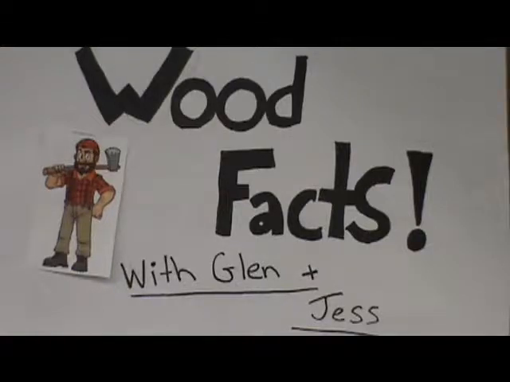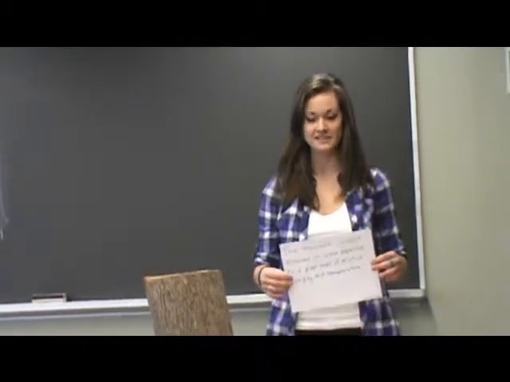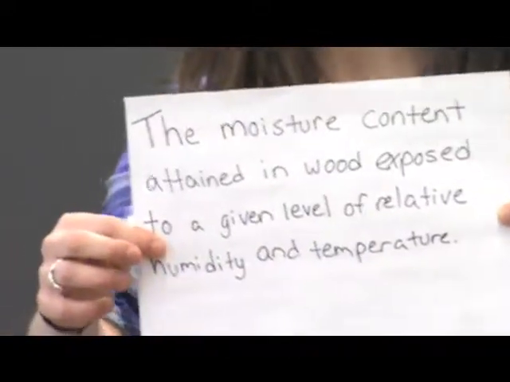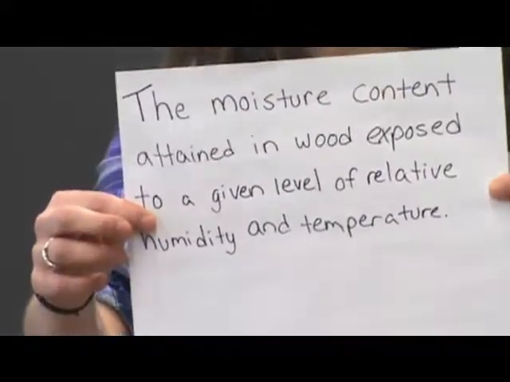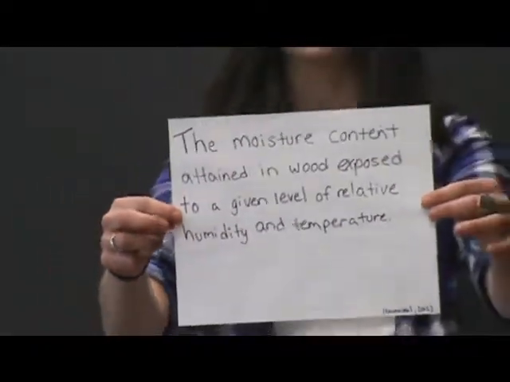And today we're going to answer the question, why does wood shrink? Okay, so before we get into the how and why of wood shrinkage, there are three terms that everyone needs to know. The first being equilibrium moisture content. So this is the moisture content attained in wood exposed to a given level of relative humidity and temperature.